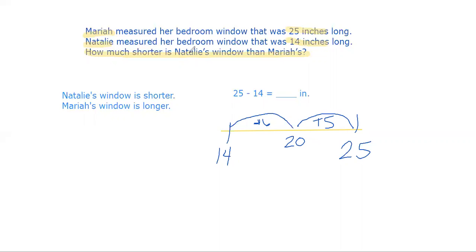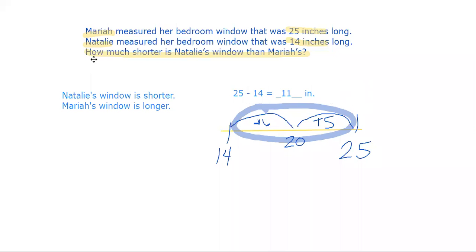Now 25 is not my answer. That was the number I was getting to. The missing number, the one that I just discovered, is the distance that I just traveled on the number line. 6 and 5. 6 plus 5 is, you got it, equal to 11. So the difference in Mariah's bedroom and Natalie's bedroom is 11 inches.